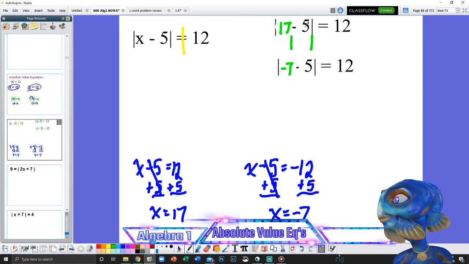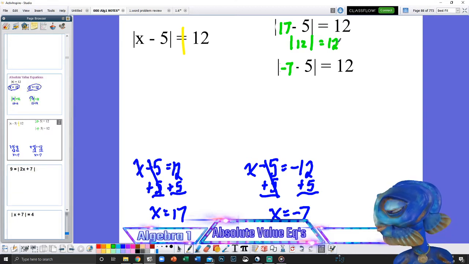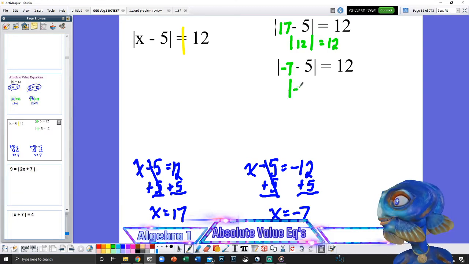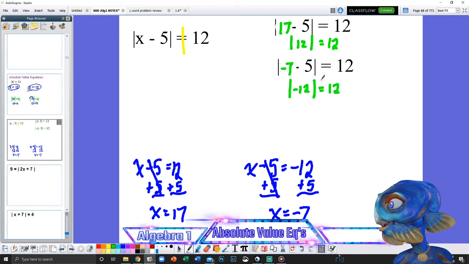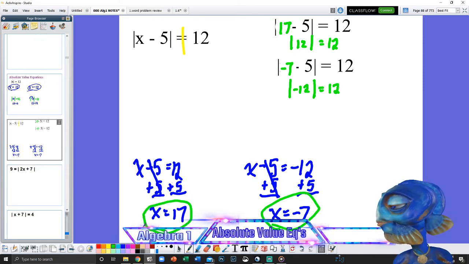Alright, 17 minus 5, that's going to give you 12. What's the absolute value of 12? Positive 12. So that's good. Then over here I have negative 7 minus 5 is negative 12. What's the absolute value of negative 12? 12. Yes. So those 2 are my correct answers.